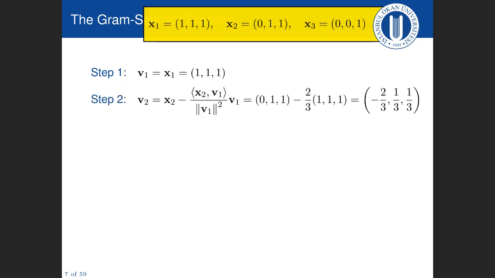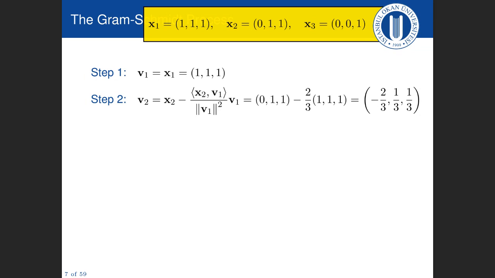Step two. Our formula is V2 is equal to X2 minus the inner product of X2 and V1 divided by the norm of V1 squared, multiplied by V1. So we have X2 minus a number multiplied by V1. And what is the number? It's the dot product of X2 and V1. The dot product of (0, 1, 1) and (1, 1, 1) gives us 2, divided by the norm of V1 squared. And of course, the norm of V1 squared is 1 squared plus 1 squared plus 1 squared, which is 3. So we obtain our new vector (-2/3, 1/3, 1/3).